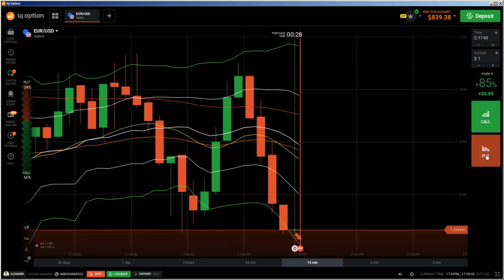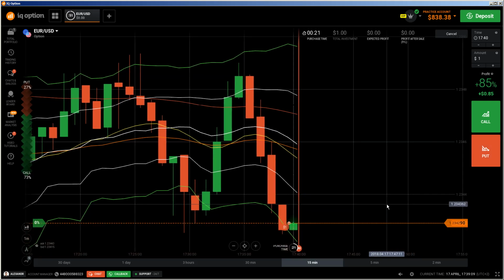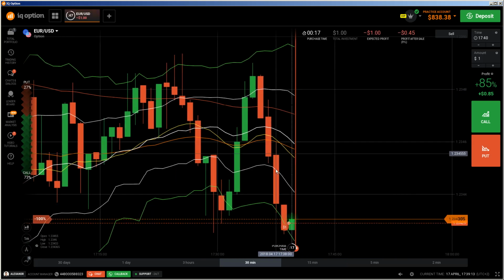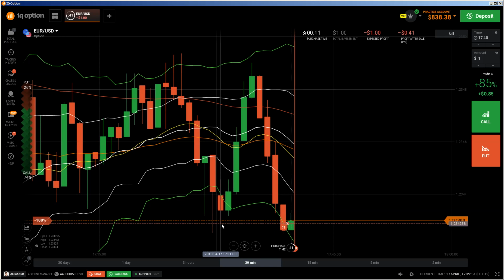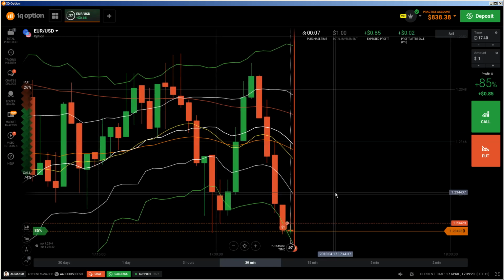I have to do a put here, so wait for a rejection from this level, and then I'm going to do a put. Now I'm going to do a put because I'm pretty much sure that we are heading down, because this is a strong downtrend here, and this candle stopped at this level here, and that showed me that the trend will continue, and that's the reason why I'm doing a put here.